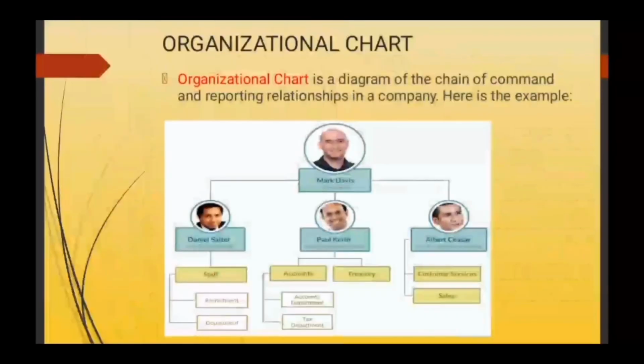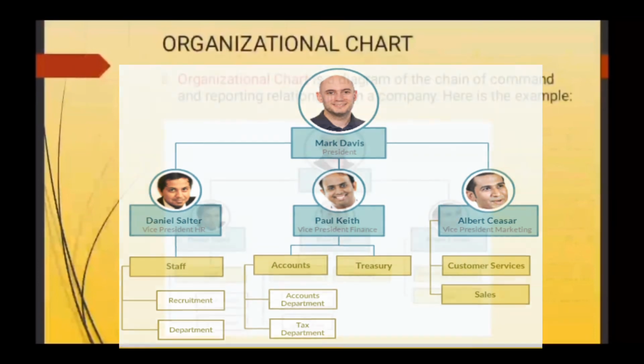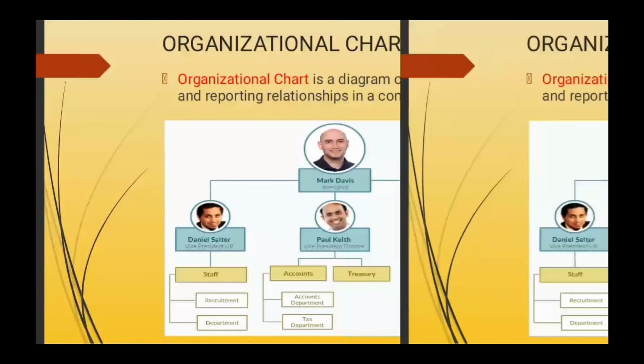Organizational chart. Organizational chart is a diagram of the chain of command and reporting relationships in the company. An organizational chart like the one shown here illustrates that chain of command and reporting relationships in the company. Higher level organization chart supervise and responsible for the activities and performance in the level beneath them.